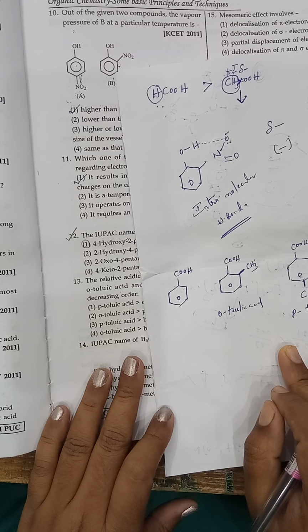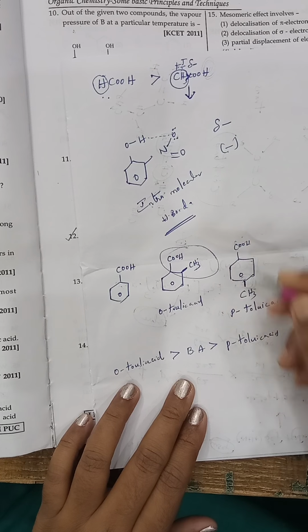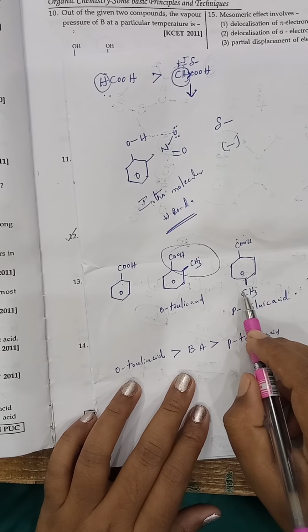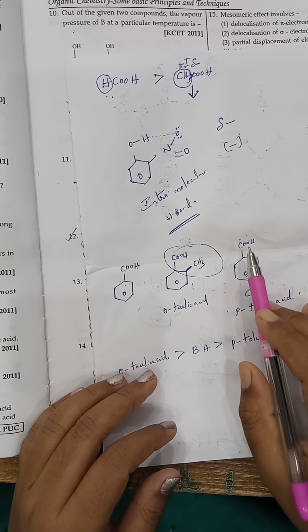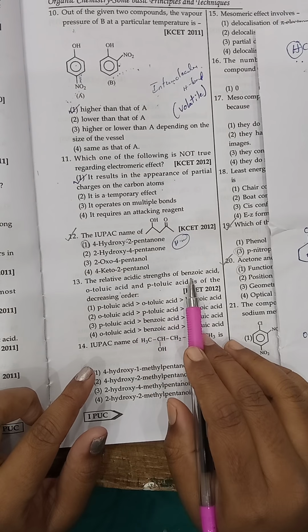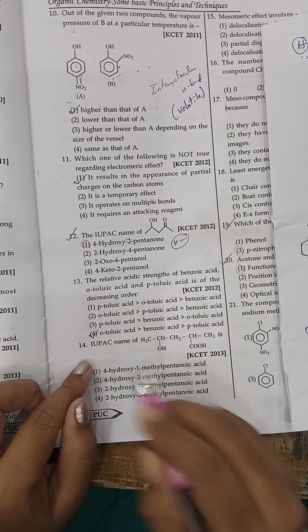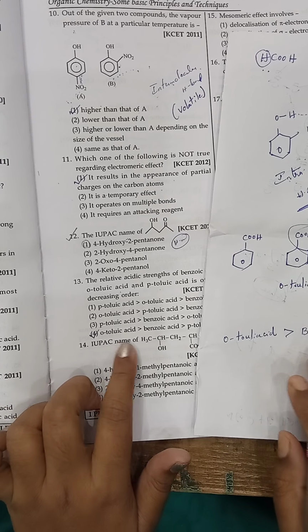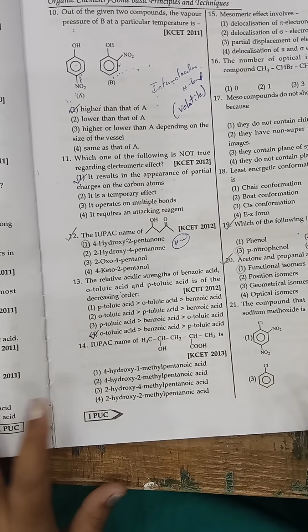This benzoic acid is more acidic than para-toluic acid, because in para-toluic acid the two groups are far apart from each other. Whenever the distance from the plus I effect group increases, the acidic nature decreases. So for relative acidic strength, the fourth one is the answer: ortho-toluic acid is more acidic than benzoic acid, which is more acidic than para-toluic acid.